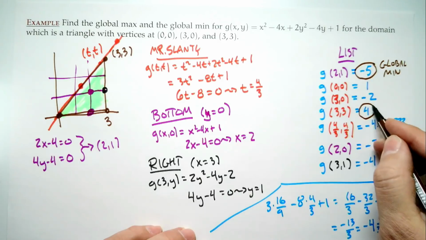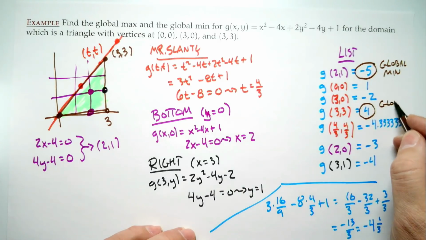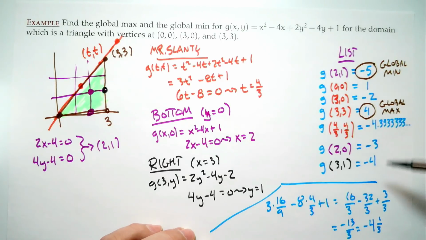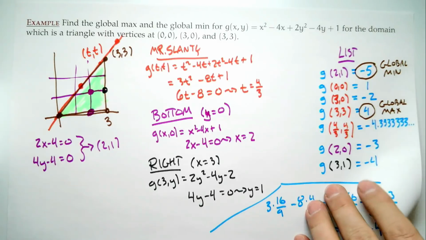4. Global max. Now, on a side note, what would happen if 4 showed up twice on my list? Then what's the answer? It's still 4. It's okay. It's all right to be a global min or a global max multiple times. You just take the largest value, whatever it is. All right. Well, that was a little bit faster.